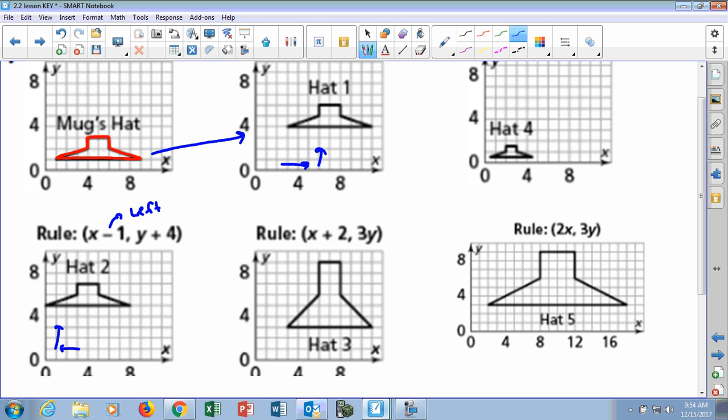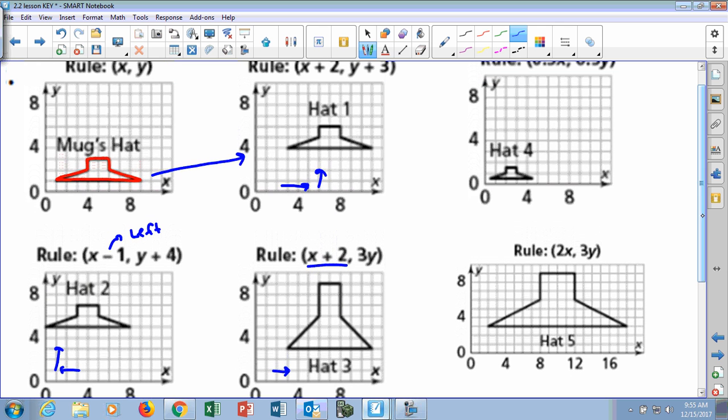It's longer, so it got shifted to the right, right? 2 spaces. But then we blew the y's up by 3, which means we stretched it. So that's why it's skinnier, right? You see the base of Mug's hat is wider. We just basically took that hat, you basically grabbed it at the top like you're pulling it up. So it's skinnier, it's taller, I should say, right?